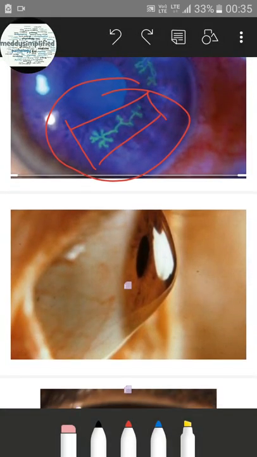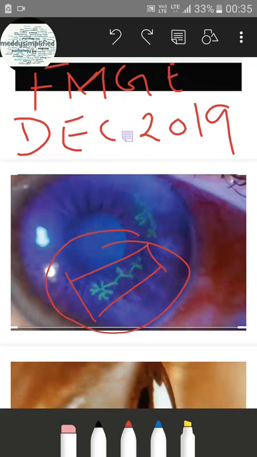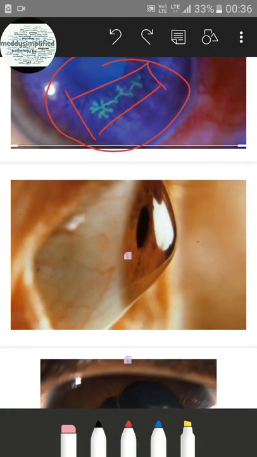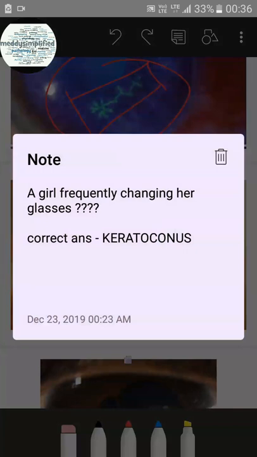Going to the next question, this dendritic ulcer image was somewhat similar to this, but this next image was a keratoconus image. The same image in the exam was somewhat bluish in color, and the history was given of a girl who was frequently changing her glasses. So what is the diagnosis? With the same image of keratoconus, the correct answer was keratoconus.